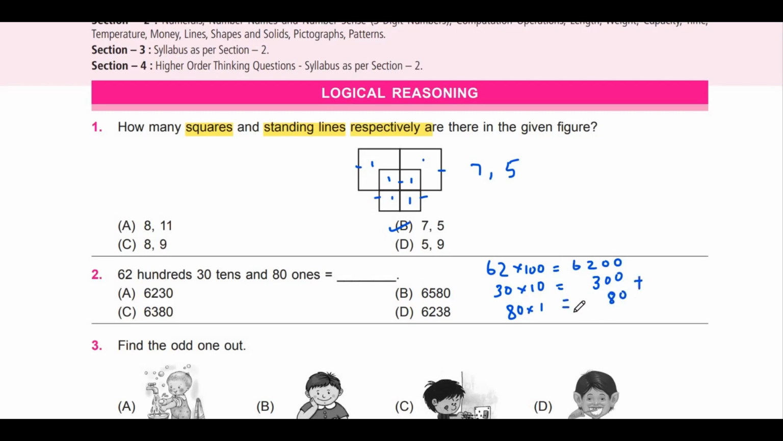Now you can add them up. 0 plus 0 would be 0. There's nothing here. 8. 2 plus 3 is 5. And then 6. So we have to write it like this. You can write it horizontally or vertically, whichever is easy for you, and add up. So this is our final answer, 6,580. So option B is right. Whenever this type of question comes, you have to make the expanded form, then add up, which will be very easy for you to understand.